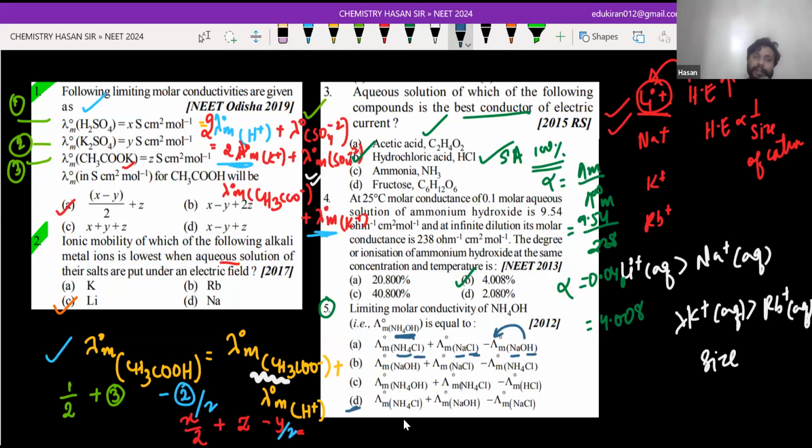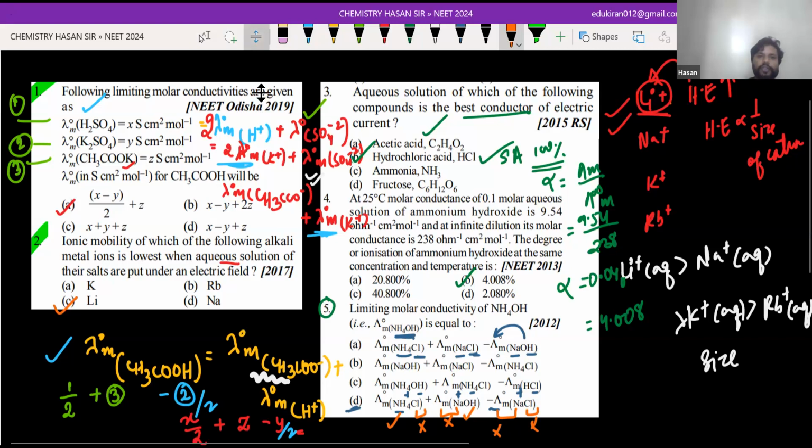But when you look at B, NH4 plus is there, Cl minus is there, Na plus is there, OH minus is there. Negative Na plus and positive Na plus will be cancelled. Negative Cl minus and positive Cl minus will be cancelled. You will be left with only NH4OH. So this becomes NH4OH. Is that clear, Priya? Yes, sir. Okay, moving to the next question.